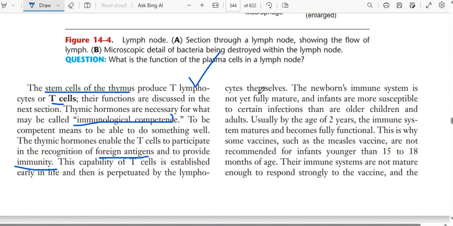Okay, in the beginning of birth, what will happen? The immunity is very low. And gradually, the immunity develops in the baby. Okay, so the newborn's immune system is not yet fully mature, and infants are more susceptible to certain infections than older children and adults. Usually, by the age of 2 years, the immune system matures and becomes fully functional.